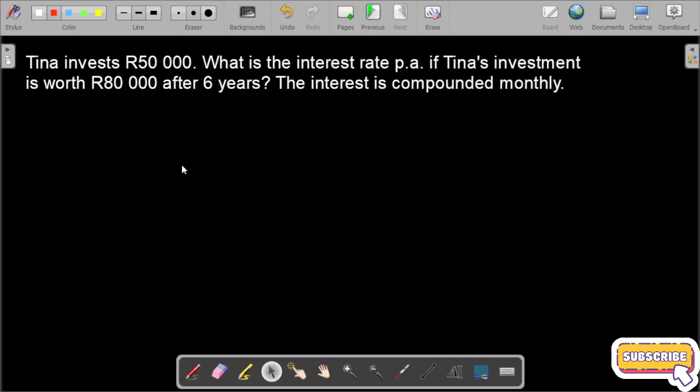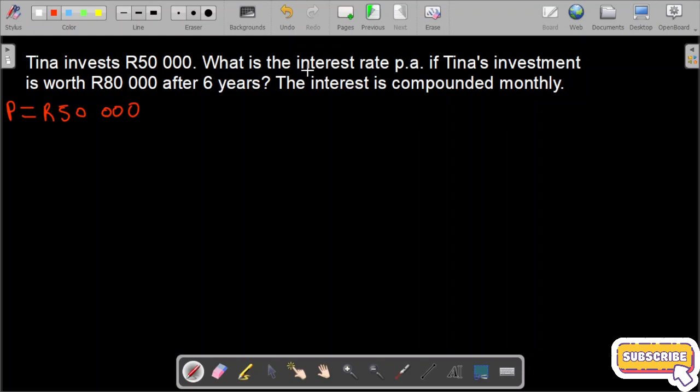Financial mathematics. Now, they are saying Tina invests, very important. So Tina invests, meaning the investment that she makes has a P value, the present value. So she invests 50,000. That's the investment that Tina makes, which is the P value, the present amount.